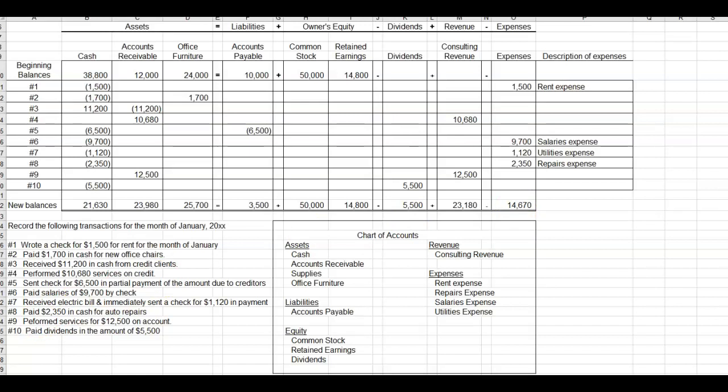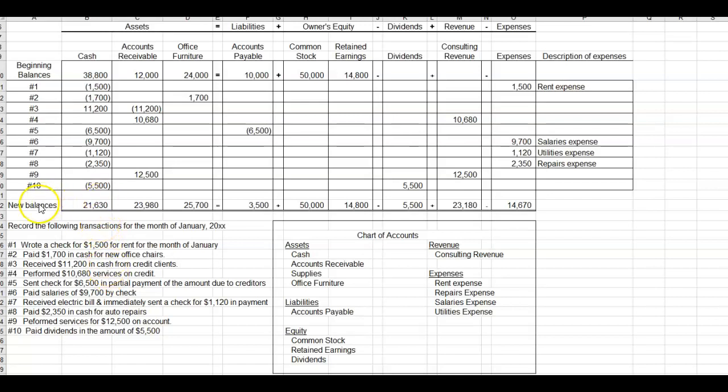Now let's check to see if our books are still in balance. Do assets equal liabilities plus owner's equity minus dividends plus revenue minus expenses? Remember that owner's equity is the combined balance of common stock and retained earnings. Please pause your video and see if you can figure this out. Once you think you've got it, start the video again to check your answer.